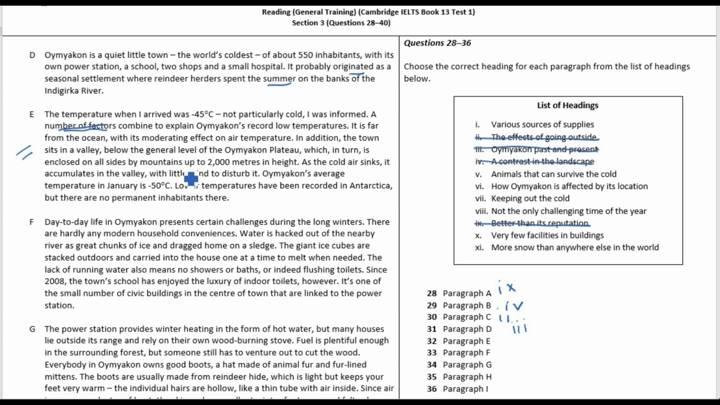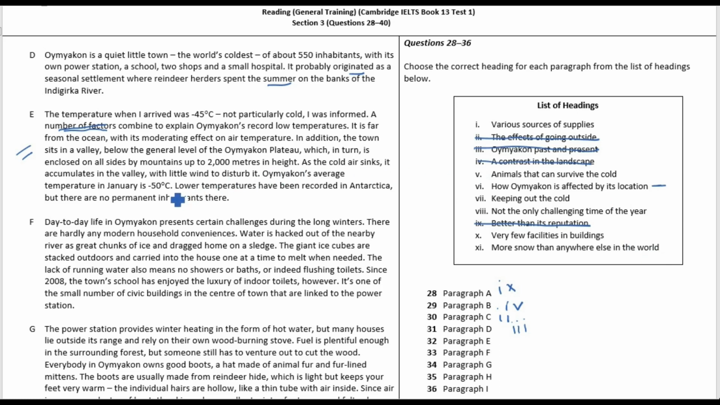So I'll start with the headings again. The first one is various sources of supplies, not mentioned, no. The next one, animals, no. How the place is affected by its location. Yes, this could be the answer because it is all about the geographical location of the place and how mountains and plateaus and valleys are affecting how cold it is. Keeping out the cold, no. Challenging time of the year, no such mention. Few facilities in the building, it's not about buildings at all.